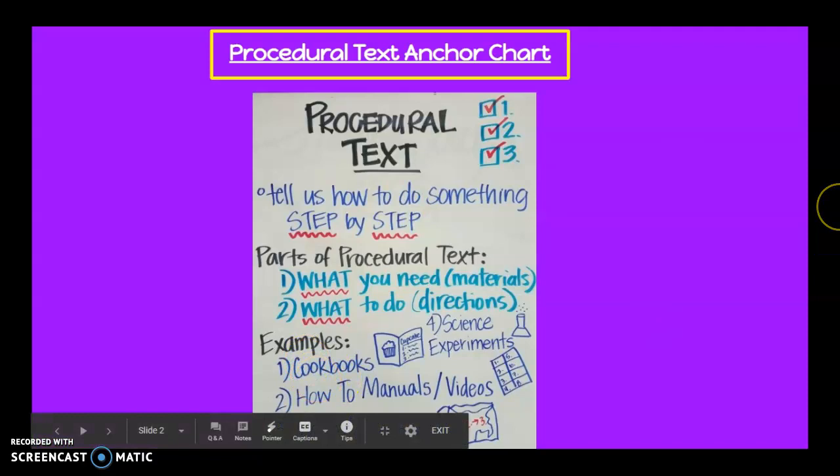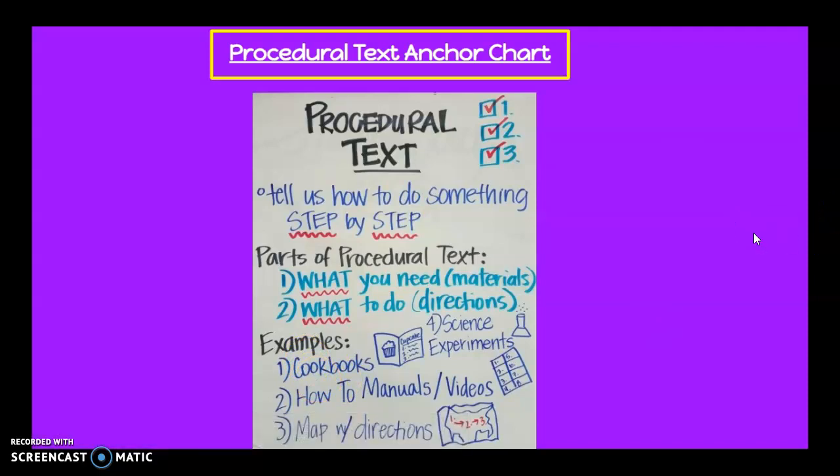Examples of procedural text. There are cookbooks that tell you how to cook, manuals that tell you how to put things together, or videos that tell you how to do something. Maps with directions tell you how to get from one place to another. And science experiments tell you how to do the science experiment step by step.